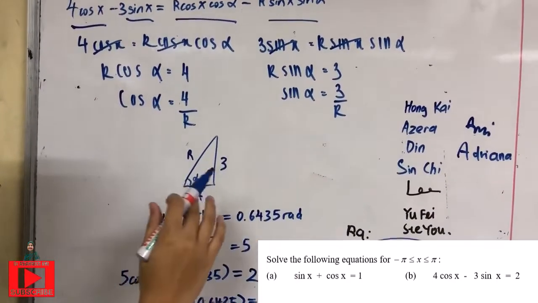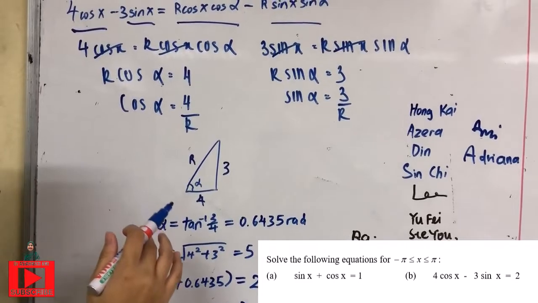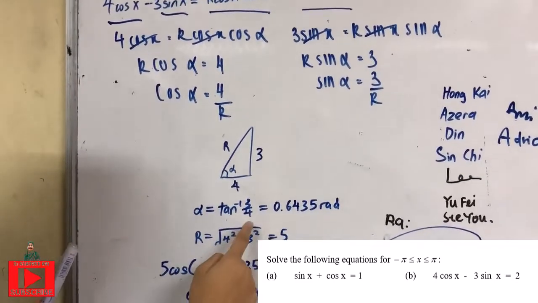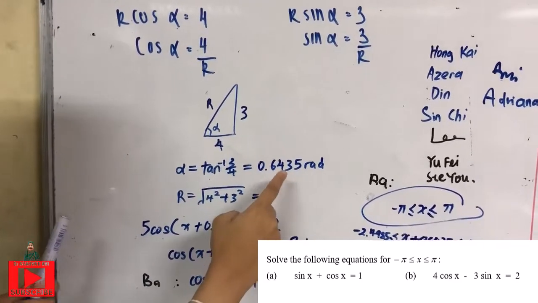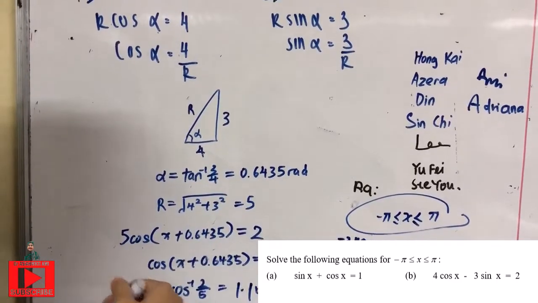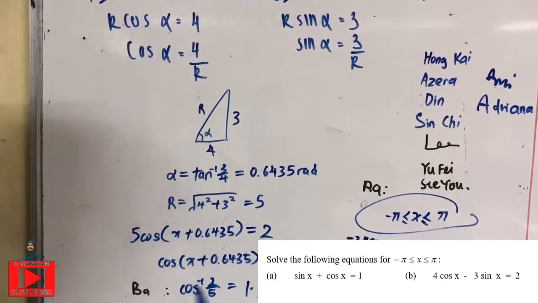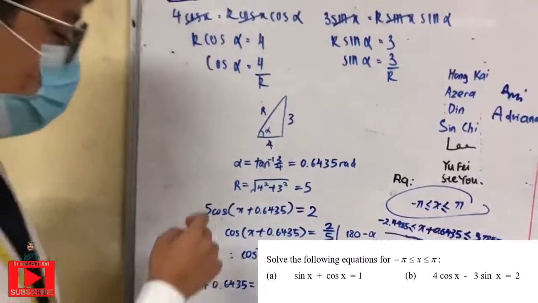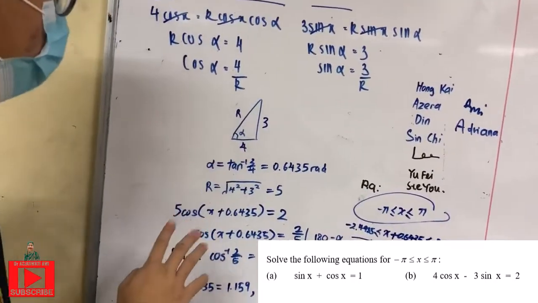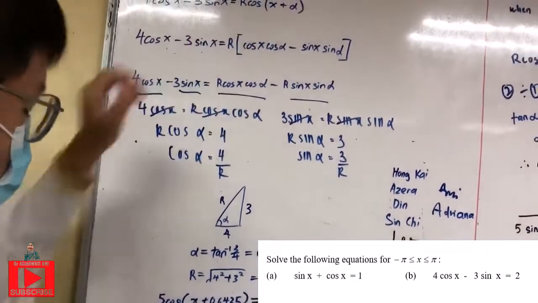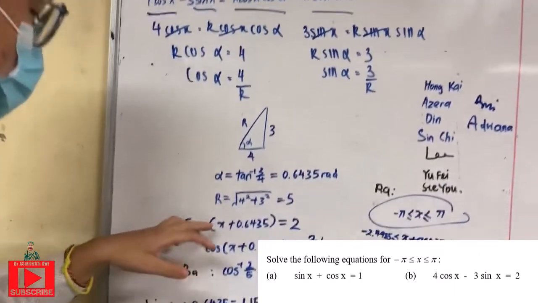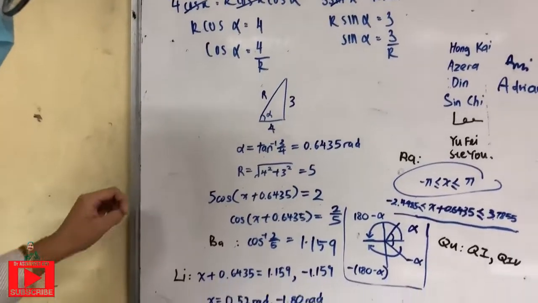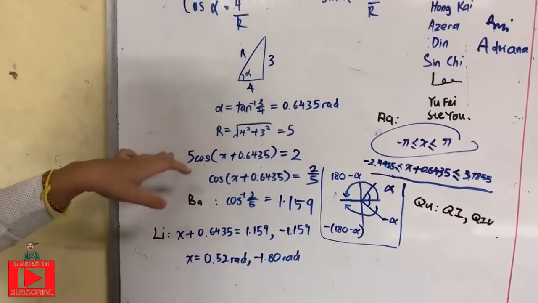So kita guna acute angle untuk cari alpha. So kita guna shift tangent 3 over 4, kita dapat 0.6435 radian. Sebab dia punya range dia bagi dalam radian. So now we get the value of r and alpha. We substitute that to the equation. So we will get 5 cos x plus 0.6435 equals to 2. So and we move the 5 to the right side.